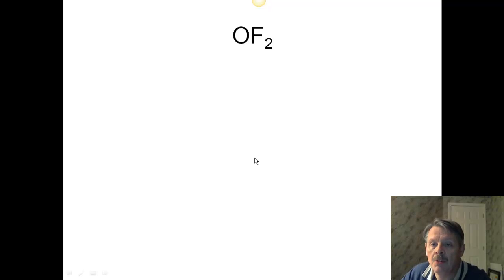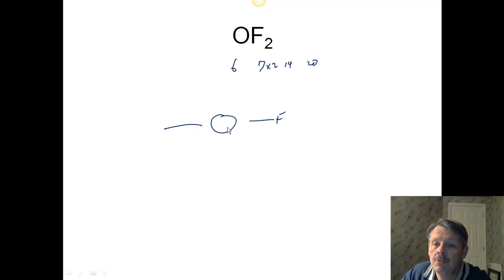How about OF2? Well, again, we have 6, 7 times 2 is 14. That's 20. And when we do this, we're going to find out we have oxygen, fluorine, fluorine. That's 4, 6, 8, 10, 12, 14, 16, 18, 20.